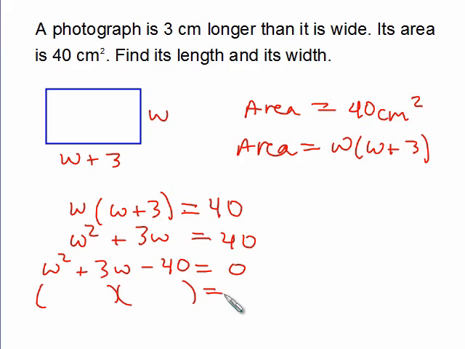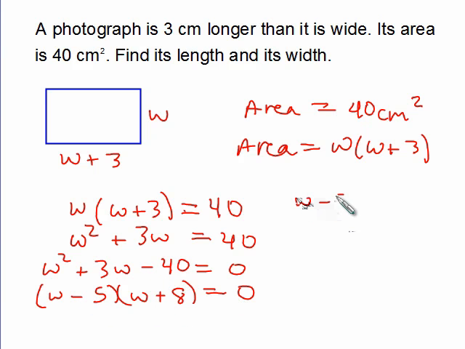So factoring this will give me W times W to get W squared, and now I need factors of 40 that will get me to 3. Well, 5 times 8 will give me 40, and to get a positive 3, I need a positive 8 and a negative 5, which will give me a negative 40. Now I have a product which equals 0.